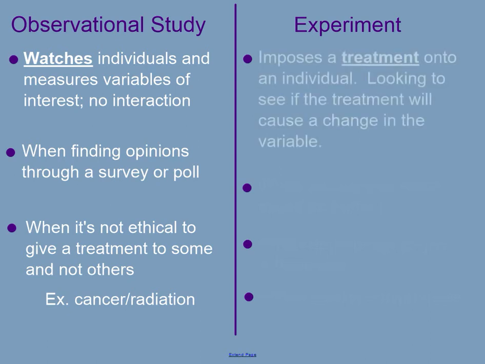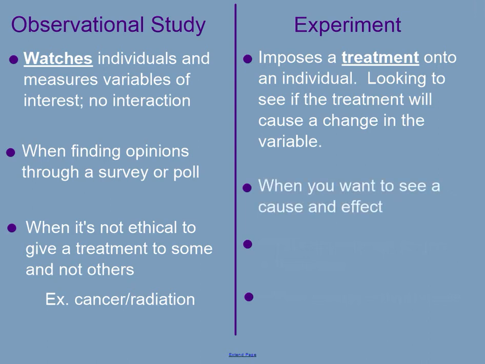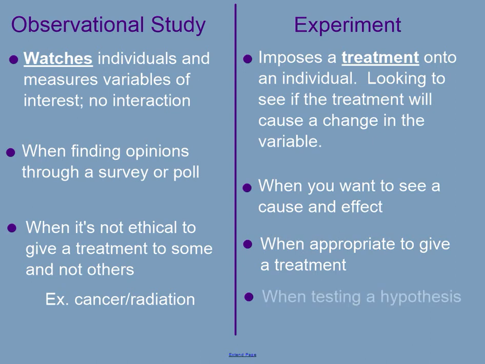Whereas an experiment imposes a treatment onto an individual. So you're looking to see if the treatment will cause a change in the variable. It's when you want to see a cause and effect of what's occurring, and when it's appropriate to give a treatment. And it's when you're testing a hypothesis. So you're coming up with, I think this is going to happen. Let's find out if it does. So you're going to run an experiment and give them the treatment. And then a lot of times you have a group where you're not giving the treatment and you're comparing what's occurring. So that's the difference between an observational study and an experiment.